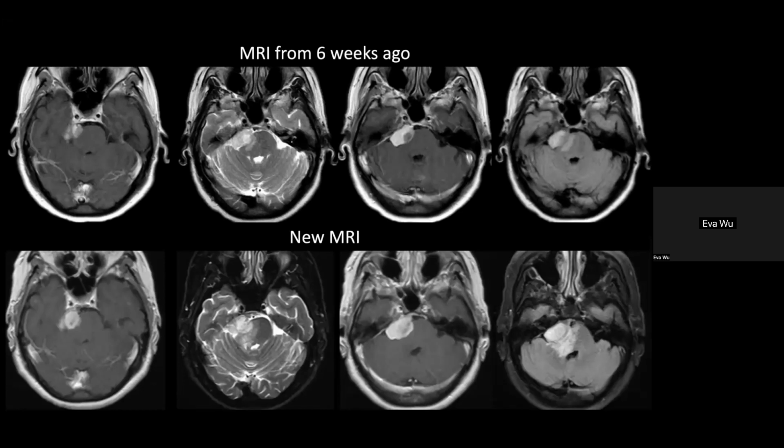So the top is the MRI from 6 weeks ago, and then the bottom is MRI from now. Yeah, so there's worsening edema of the brainstem or the pons. And it seems that it's also larger, at least to some extent. It grew in size, so it's both symptomatic and larger in size. So this needs to be treated. I would offer surgery for this patient, given that it rapidly increased and could be malignant also.